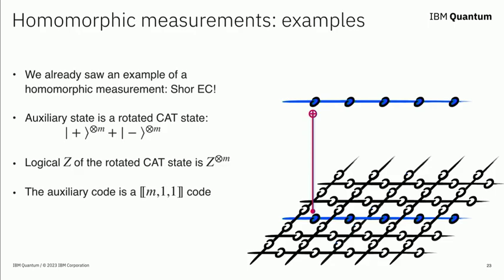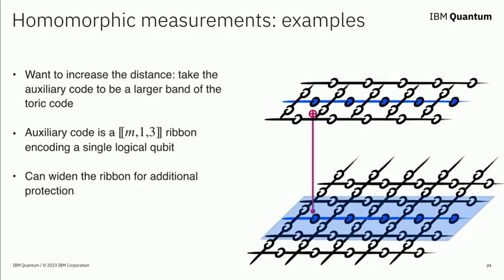And this auxiliary code now is an [M,1,1] code, right, where M is the length of the cat state. It's a distance one code, right? It's just a repetition code, and that's why you would have to repeat the measurements, and that's why cat states in Shor error correction are not very desirable, because it's a low distance code. So what could you do to increase the distance? Well, you could just widen the patch, right?